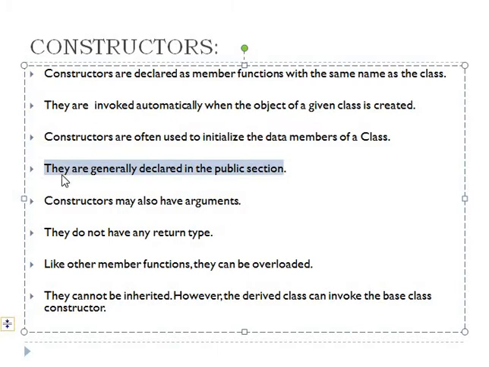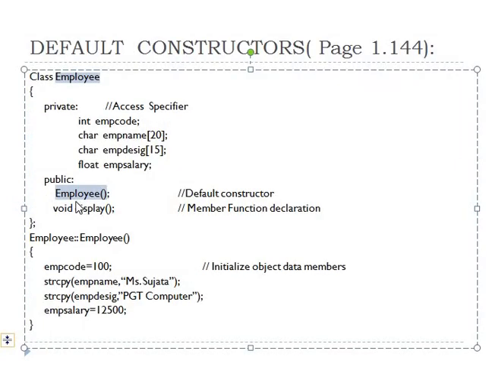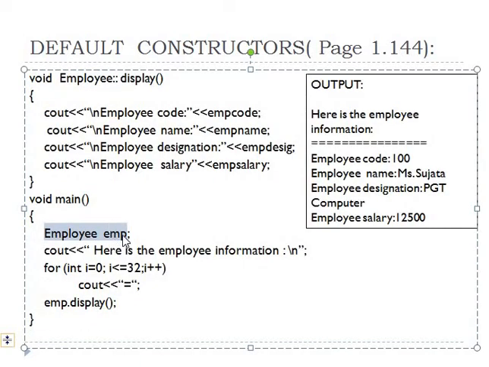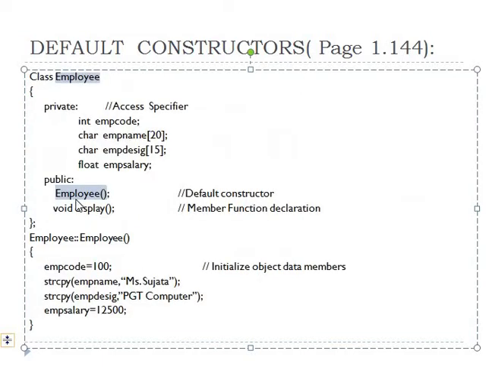Now read the fourth point. It says constructors are generally declared in the public section. Now if you look over here, I have declared the constructor for this class named employee under this public section. This is because as soon as I create an object named EMP out of this class called employee, the compiler is going to automatically invoke this constructor, and this was made possible only because I have declared this constructor under the public access specifier.